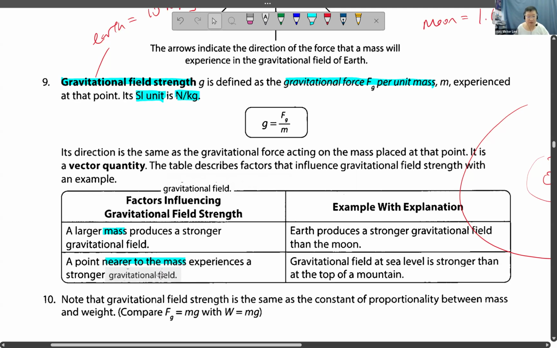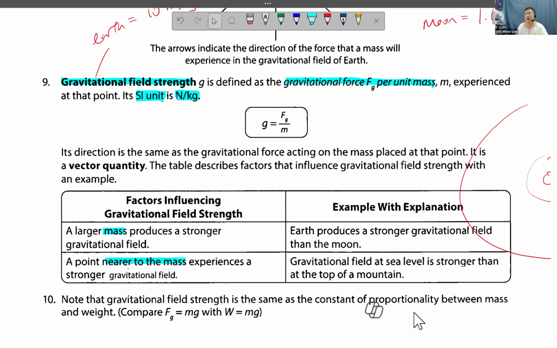Okay, gravitational field. All right, stronger gravitational field. In space, right, there's like absolutely no gravity, right? No, it has. It has. Sorry, you say in space there's no gravity? Not true. Not true. What do I mean not true? Okay, let me show you an example.